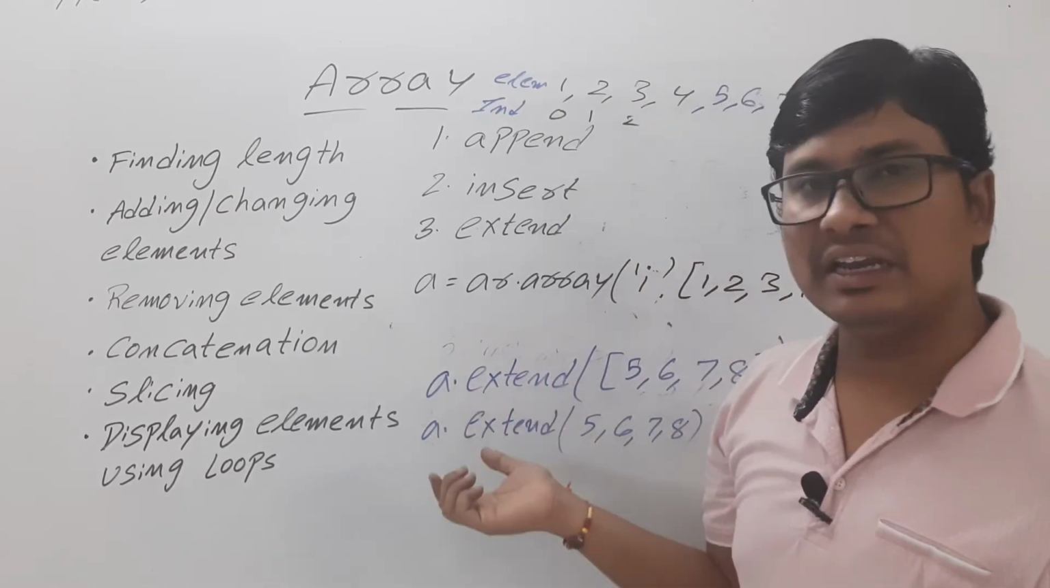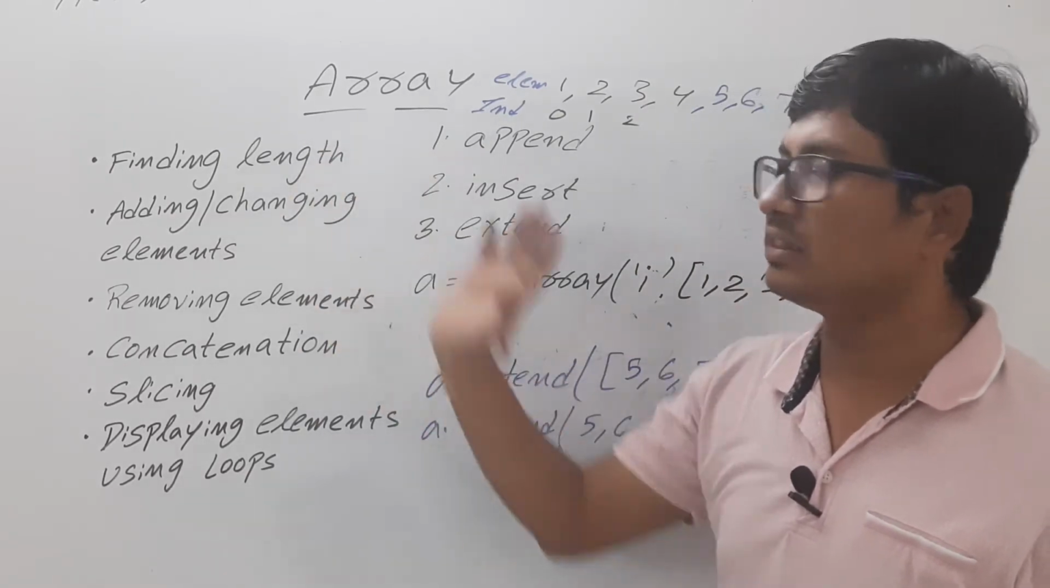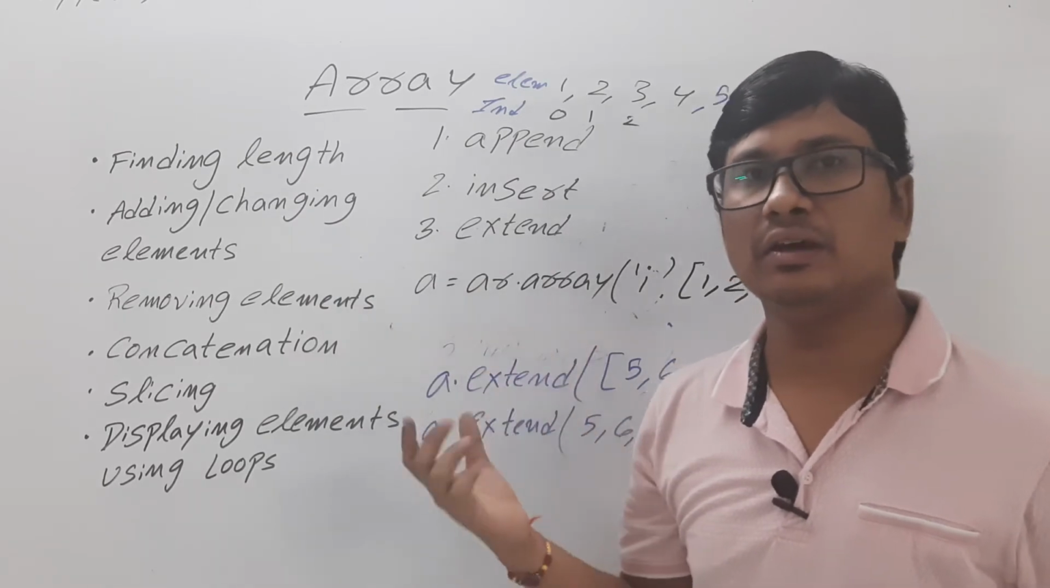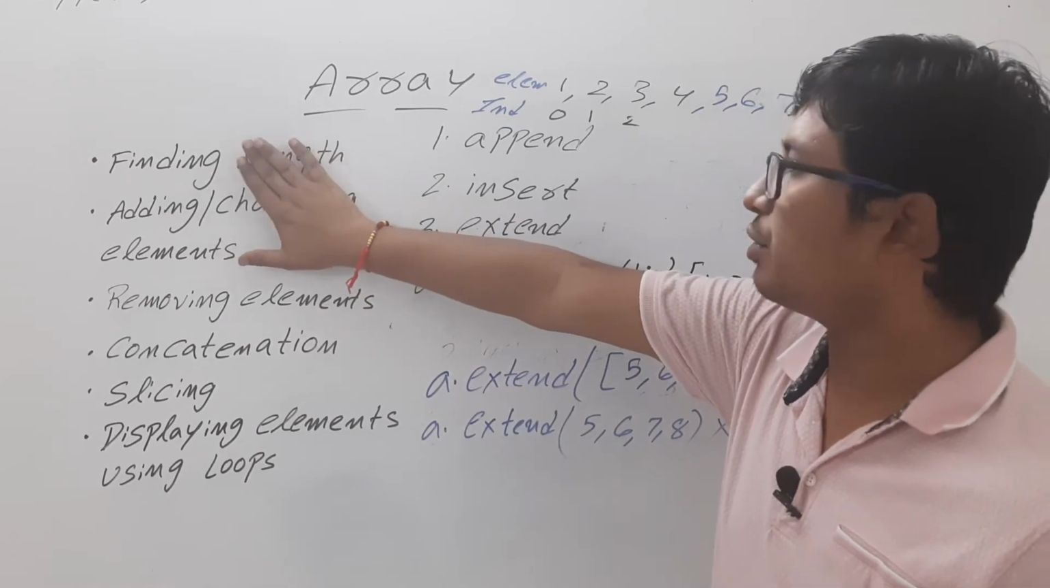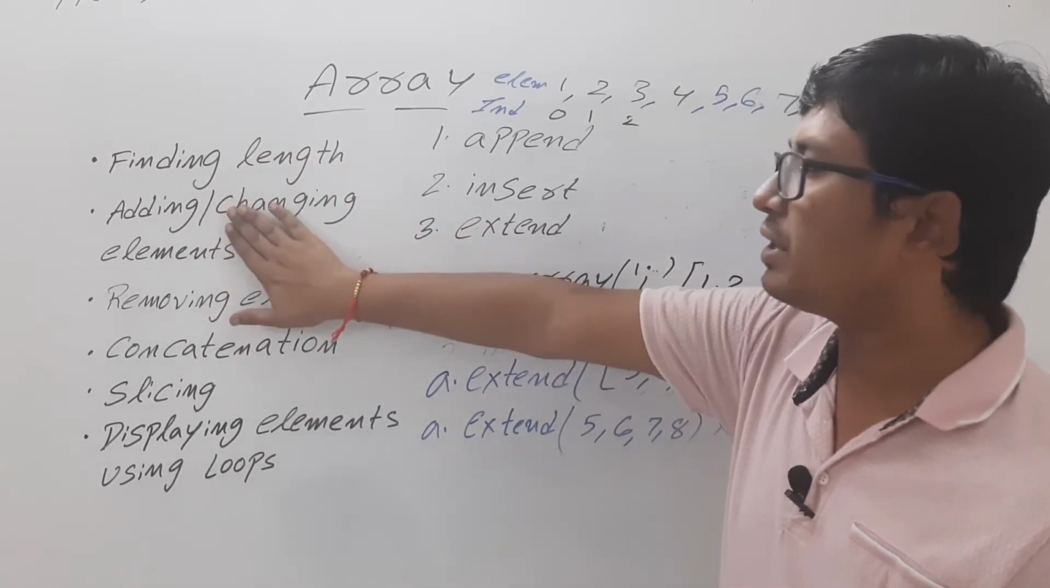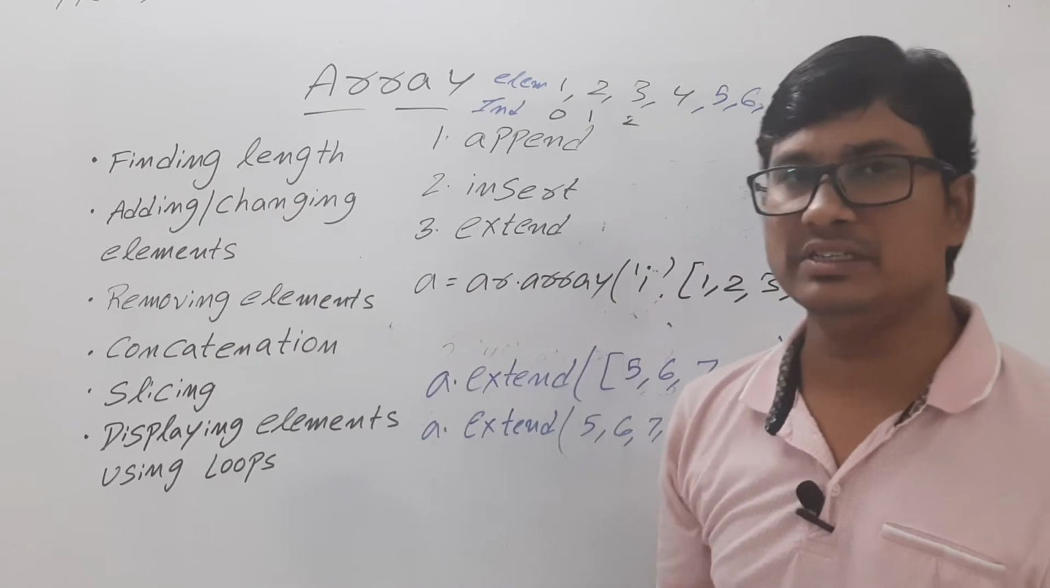If you want to find the length of the array, you can use the length function len. It will return how many elements are there in the array. So I hope you have understood how you can find the length of an array, and how you can add elements or change the elements in an array.